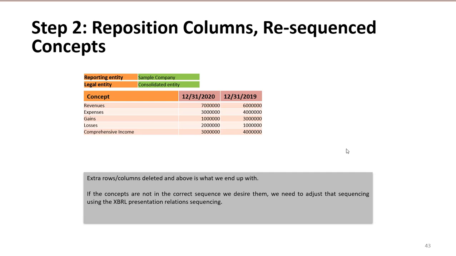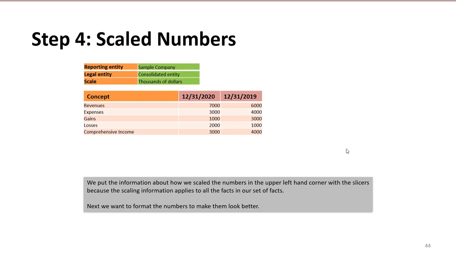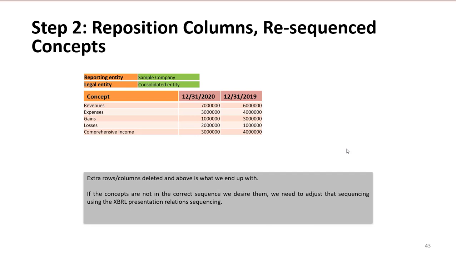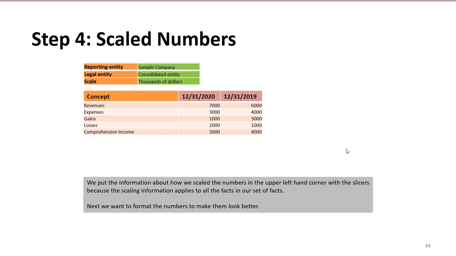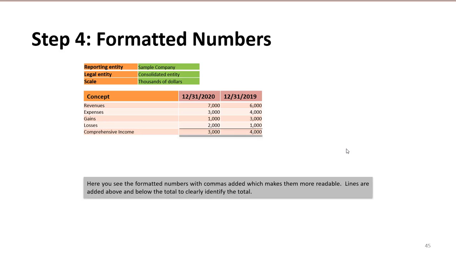So then we want to, what did I do? We want to resequence the information using the XBRL presentation relation. So these are actually in the right order. And we want to scale the numbers. Here they're in thousands, so we want to take the zeros out and say that it's in thousands. And we want to format the information using the rules about a grand total having a double underscore.